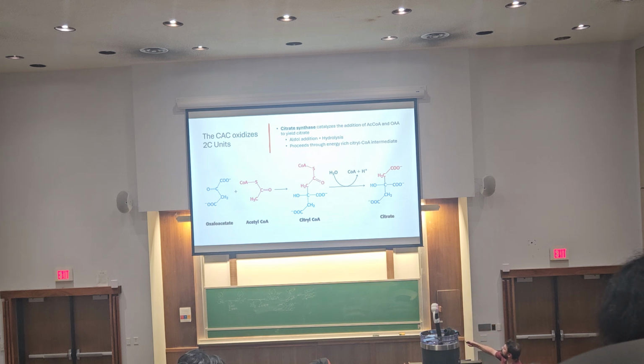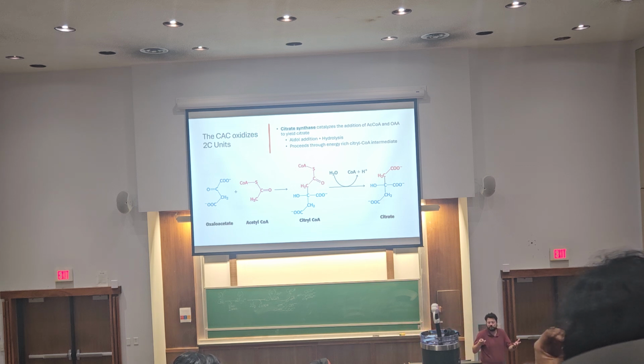Oxaloacetate plus acetyl-CoA goes through the citryl-CoA intermediate. Notice we have a thioester here. This thioester is still high in energy. We can hydrolyze this, right? So we can hydrolyze this off, releasing the coenzyme A, and now we have our tricarboxylic acid citrate, right? This is the first intermediate in the citric acid cycle. Again, this proceeds through an aldol addition plus a hydrolysis. So aldol addition we've seen reverse in glycolysis and a normal aldol addition in gluconeogenesis. This is exactly what's going on here. And then a simple hydrolysis which releases the coenzyme A, giving us our citrate.